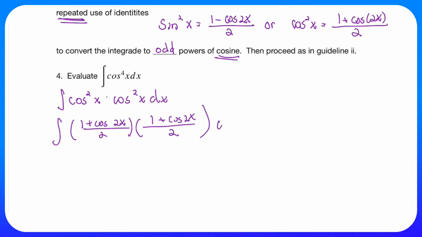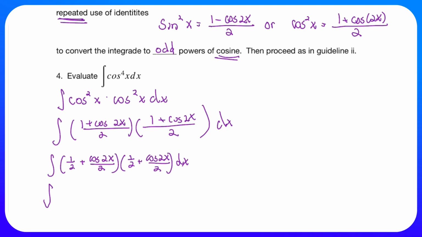Now to make this a little bit easier to work with, I'm going to get rid of the fractions and rewrite each of these as 1/2 plus 1/2 cosine of 2x. Okay, now we're going to use our FOIL method to multiply these two together, which is going to give us 1/4 plus cosine of 2x over 2 plus cosine squared of 2x over 4 dx.